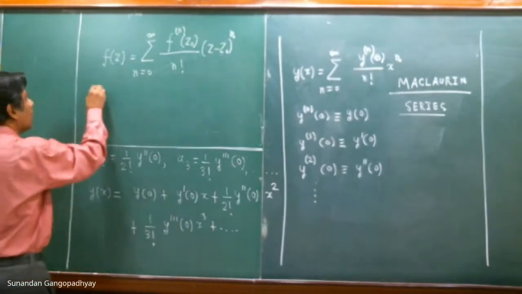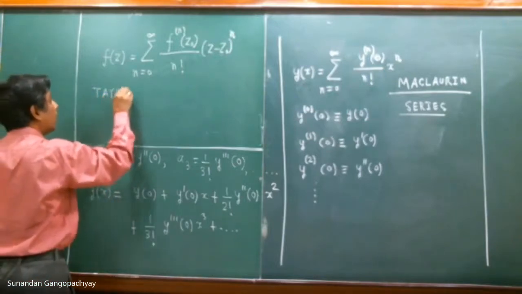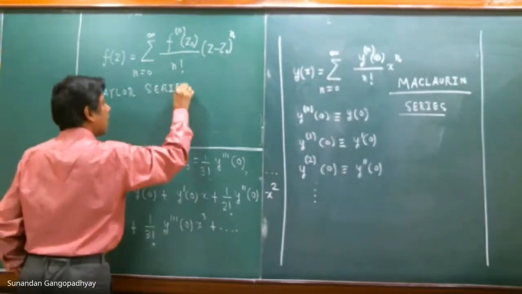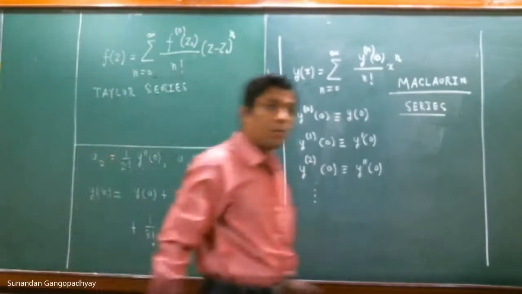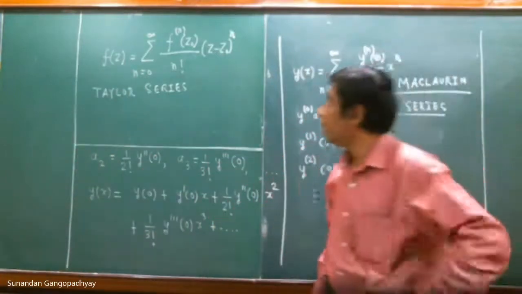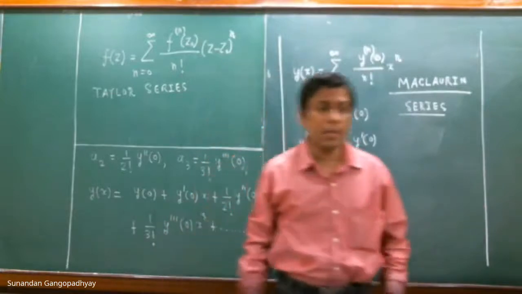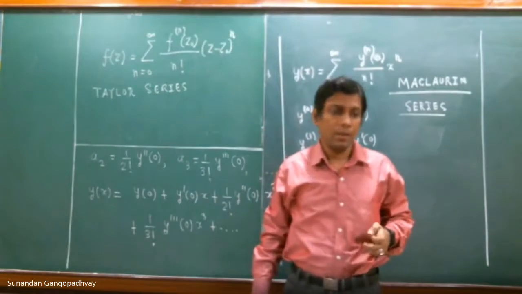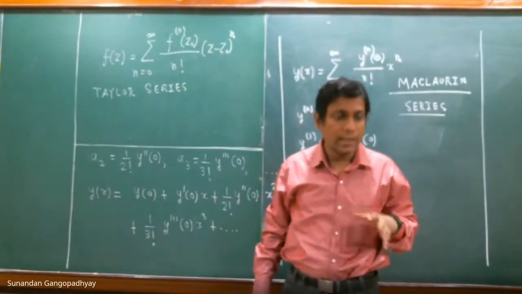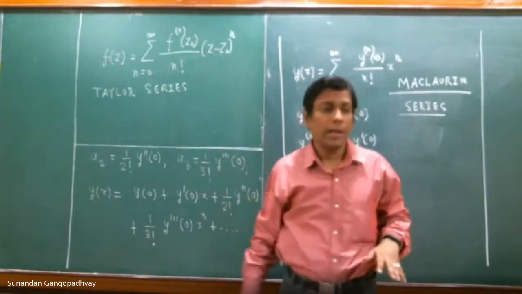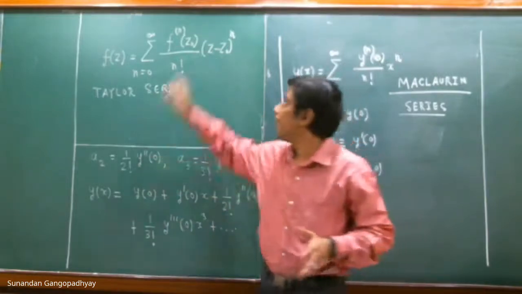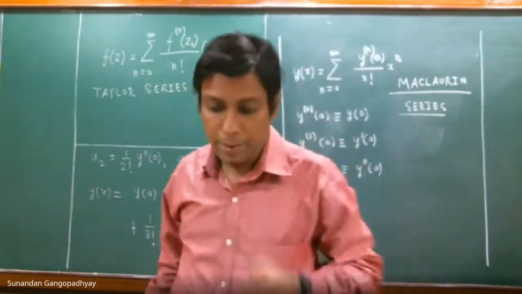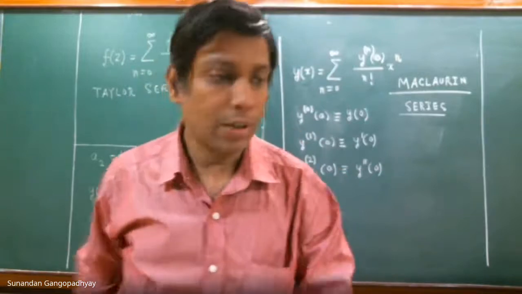So this is the Taylor series expansion of the function of a complex variable around the point z is equal to z naught. And when is this expansion valid? This expansion is valid when the function is analytic at the point z naught. So if the function is regular, that is analytic, at the point z is equal to z naught, then you can expand the function around that point z naught in this following way. This is the Taylor series expansion of the function.